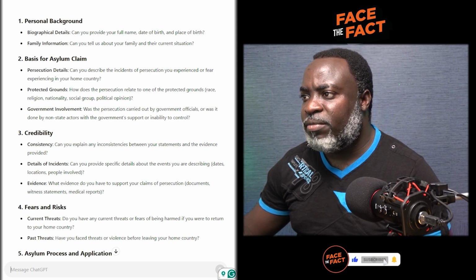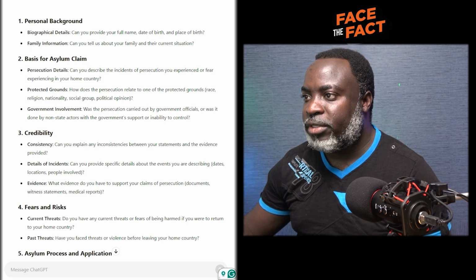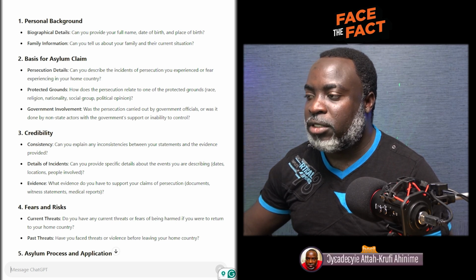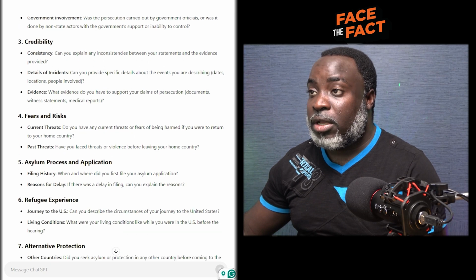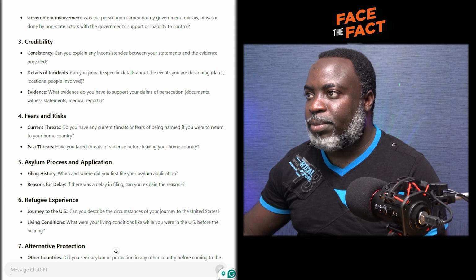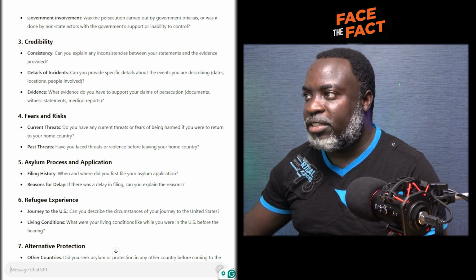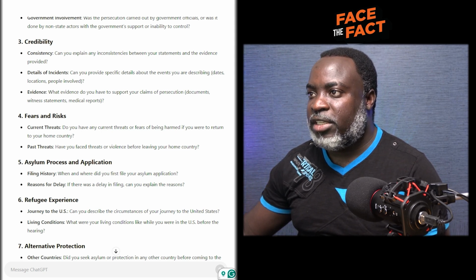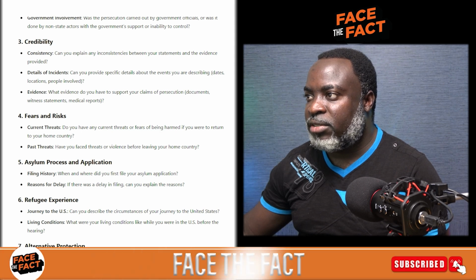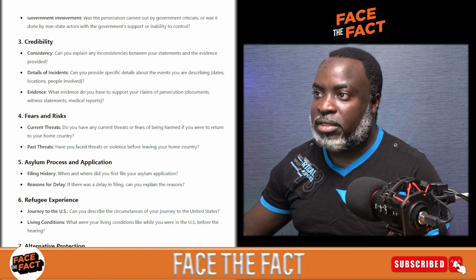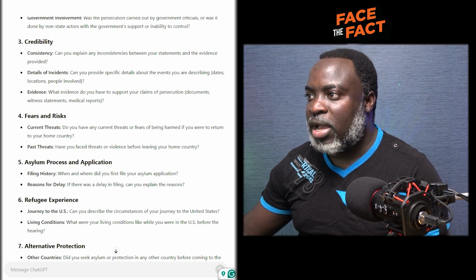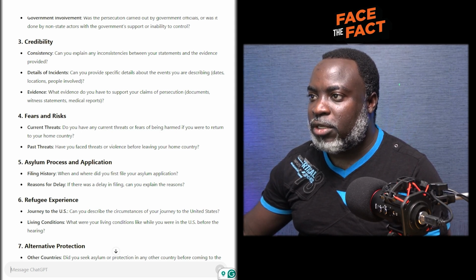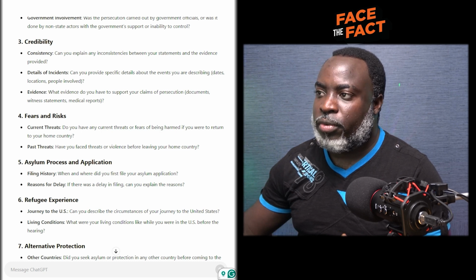and then government involvement. Was the persecution carried out by government officials, or was it done by non-state actors, with the government's support or inability to control? Then when you go to the credibility section, you have to be consistent. So consistency. Can you explain any inconsistencies between your statements and the evidence provided? Then details of incidents. Can you provide specific details about the events you are describing, such as the dates, locations, people involved? And then evidence. What evidence do you have to support your claim of persecution? Documents, witness statements, medical reports.